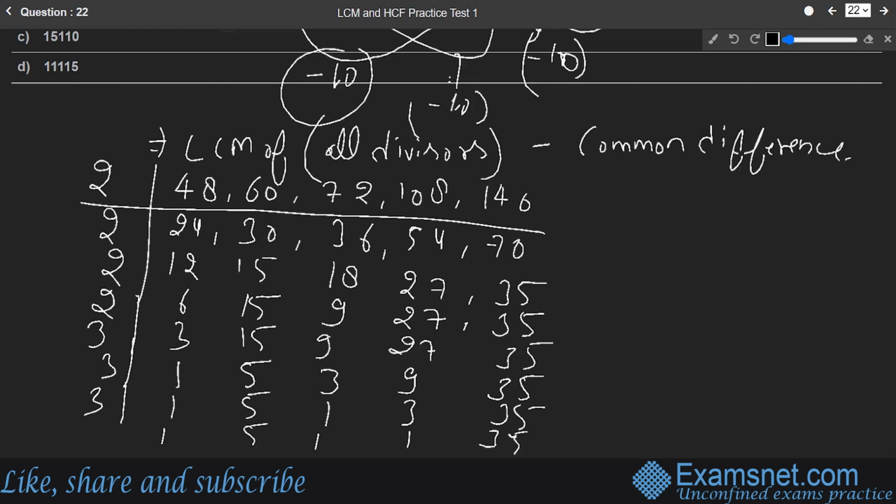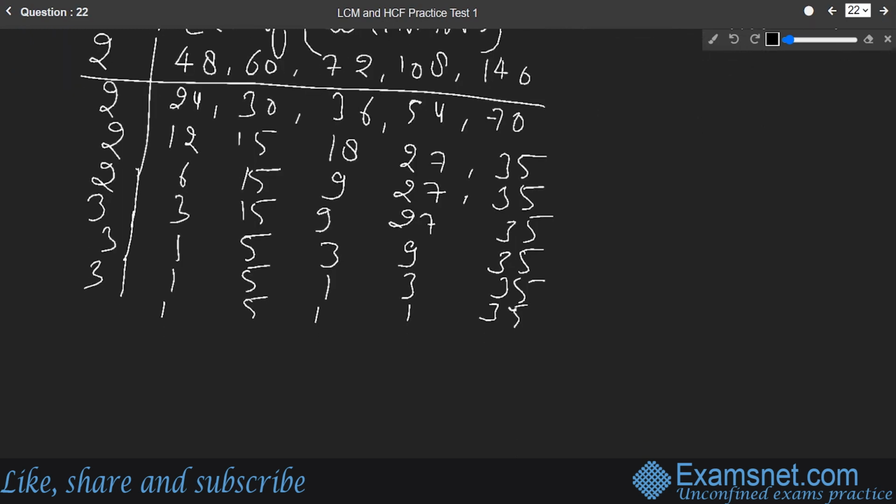Okay. Now we have to divide by 5 because the numbers are not divisible by 3 anymore. So if we go by 5, it's 1, 1, 1, 1, and 7. And then we'll go by 7, giving 1, 1, 1, 1, and 1. So the product of these: 2, 2 is 4, 2 is 8, 2 is 16, 3 is 48, 3 is 144.